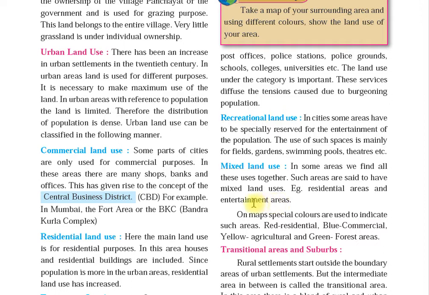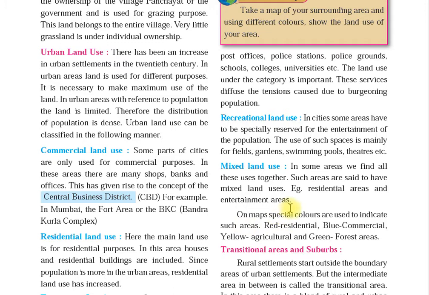Now mixed land use. Mixed land use means what? This land can be used for many purposes. In some areas, we find all these uses together. Such areas are said to have mixed land use. Example, residential areas and entertainment areas. On maps, special colors are used to indicate such areas.